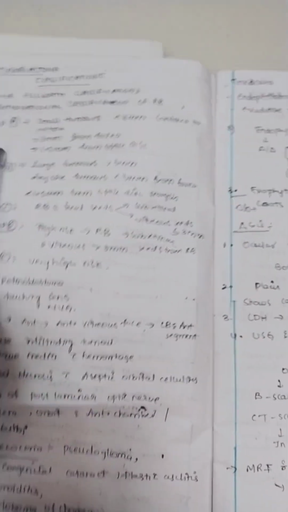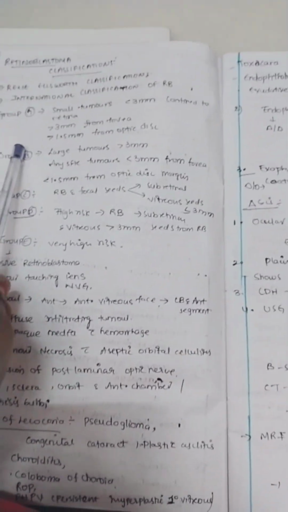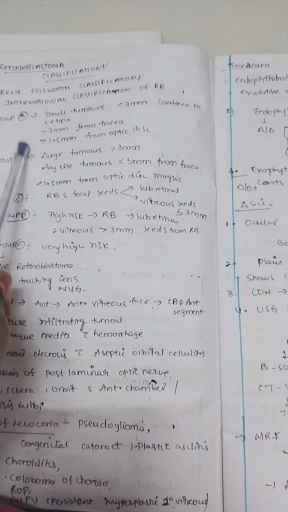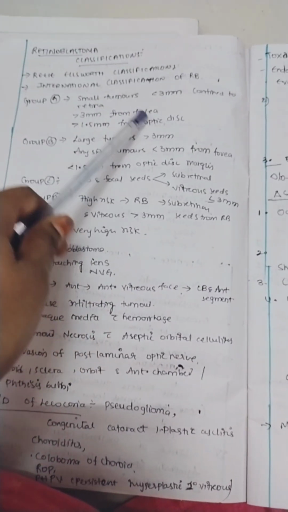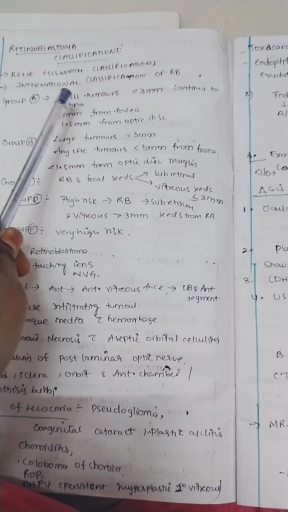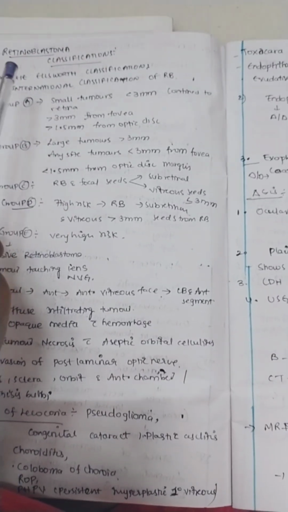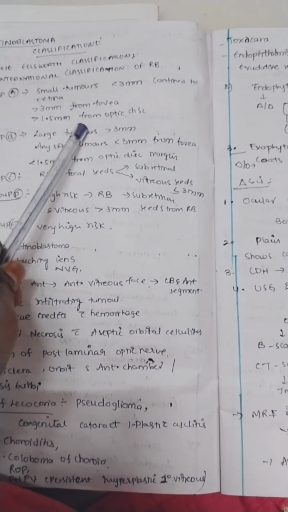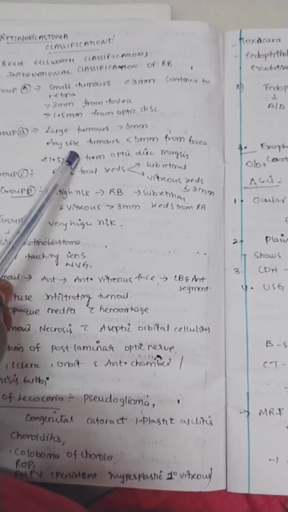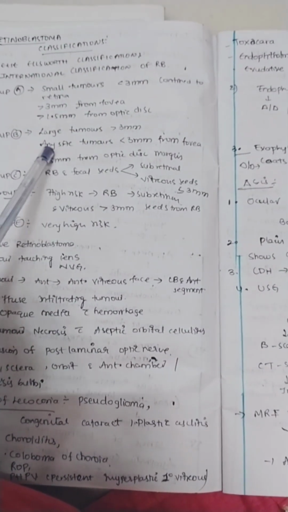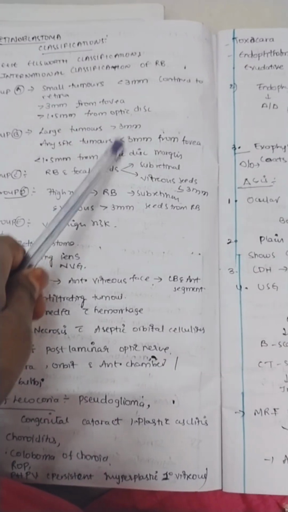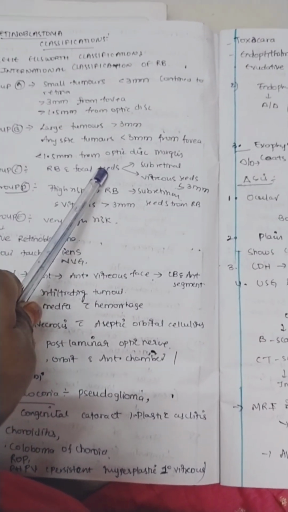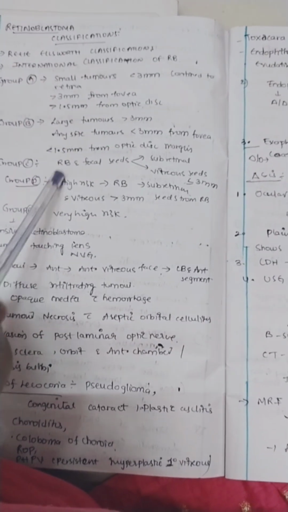So, retinoblastoma classification: there are 5 groups, Group A, Group B, Group C, Group D, and Group E. Group A will be small tumors, less than 3 mm, and mostly confined to the retina. Okay, Group B is larger tumors greater than 3 mm, away from the fovea, and 1.5 mm away from the optic disc margin. So somewhat dangerous.